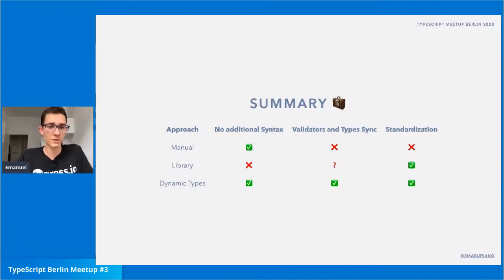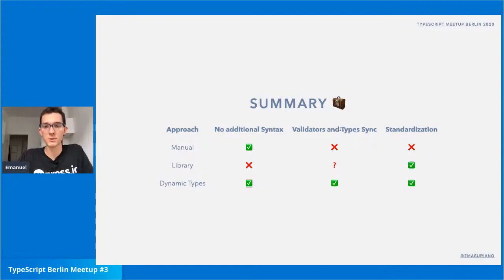The first one is no additional syntax. In the manual approach, this is correct. It's just vanilla TypeScript, vanilla JavaScript. For the second one, depending on the library you're going to use, you need to know how you create these validations. For dynamic types, it's actually pretty cool, because what you're basically doing is just typing them. You're creating TypeScript definitions, and given that, you're having validations. So I will consider that as a check.